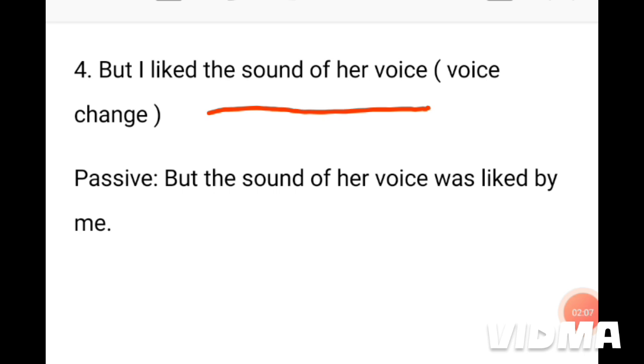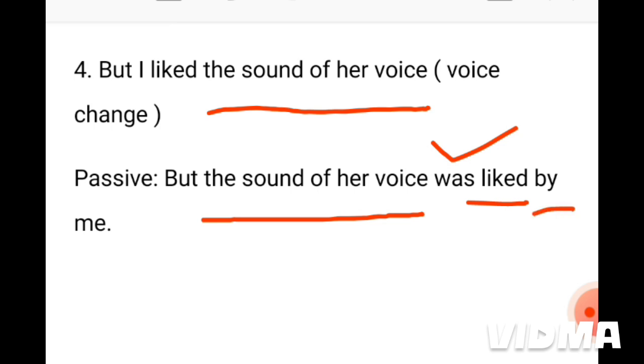So we have shifted the sound of her voice to the beginning of the sentence. Was is the auxiliary verb here. Liked is the past participle form of the verb like. By me: this me is the objective form of the subject I. So we have written here me. So the entire sentence is, but the sound of her voice was liked by me.